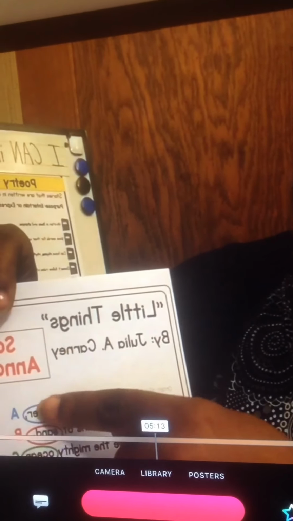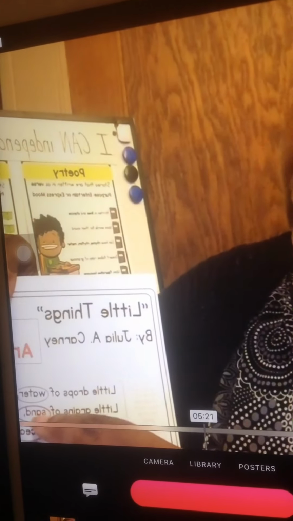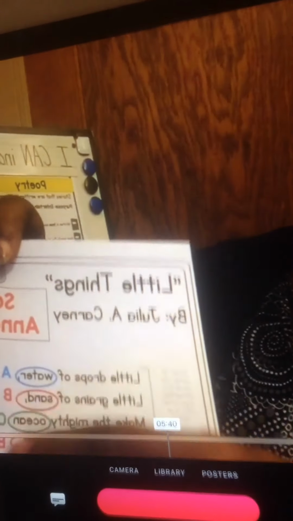I look through the rest of the last of these words circled. I don't see any word that rhymes with water. So my next word is sand. That is going to get the letter B. Let me continue to look. So ocean doesn't rhyme with sand, but land rhymes with sand. So my next word that I can circle that's going to be the letter B is going to be land. So right now I have A, B, and then I definitely have another B here.